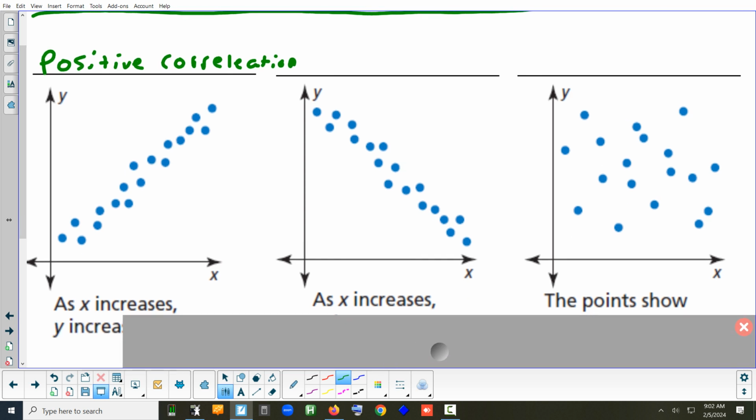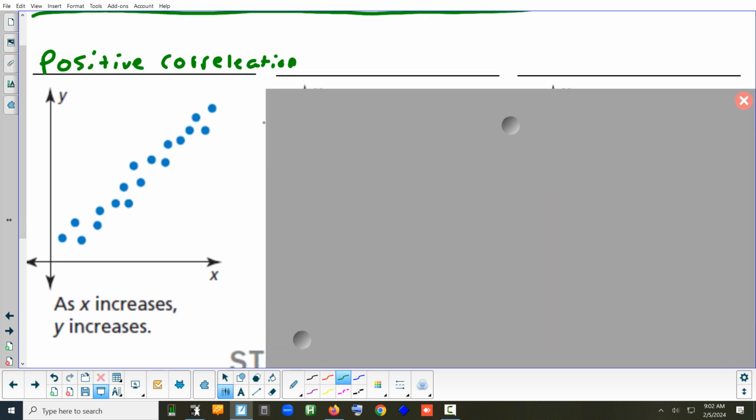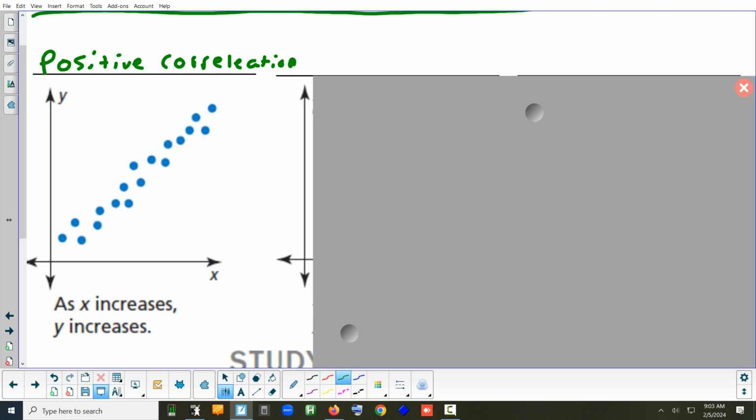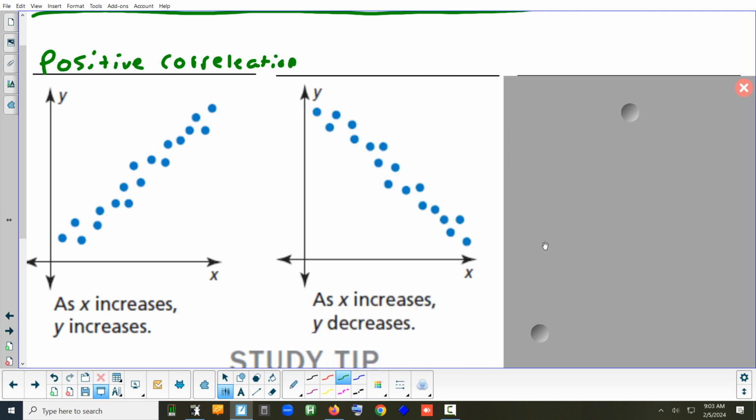So that's a positive correlation. What that means is, as x increases, that means as x goes to the right, y goes up. That's called a positive correlation. And if you were to draw a line through the dots, it would have a positive slope. Okay, what does this next one look like? A negative correlation? Yeah, that's a negative correlation.